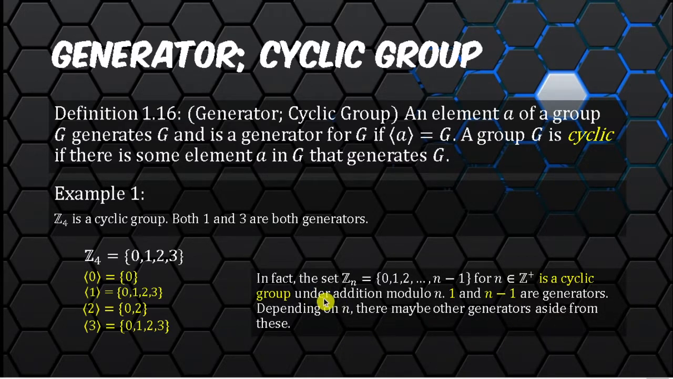In fact, meron tayong theorem mamaya pero nakalagay na dito. In fact, the set Z sub n, this is a general one and this is very important. So you pay attention to this one. This set for n an element of the set of positive integers is a cyclic group under addition modulo n. Sinabi na niya, 1 and n minus 1 are generators. But it's not saying that these are the only generators. Depending on n, there may be other generators aside from this, and we will discover how. Kung paano natin malalaman yung generators.